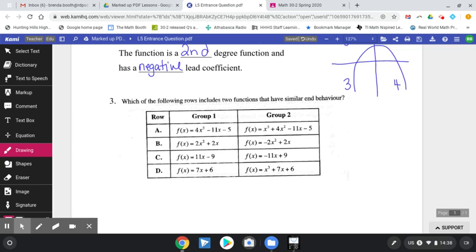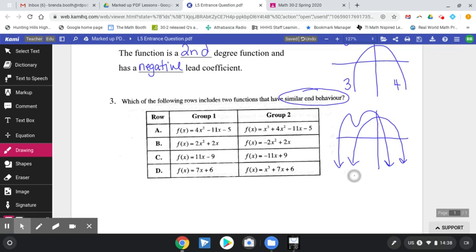All right, give number 3 a try and then come on back. So here we're looking at which of the following rows includes 2 functions that have similar end behavior. So things to keep in mind here. When we're looking at end behavior, what we know is that anything with an even degree will have a similar end behavior. So if it's a second degree, it's going to have 1 turn. A 4th degree, similar end behavior, still going from 3 to 4, but more turns in it. But they do have a similar end behavior.